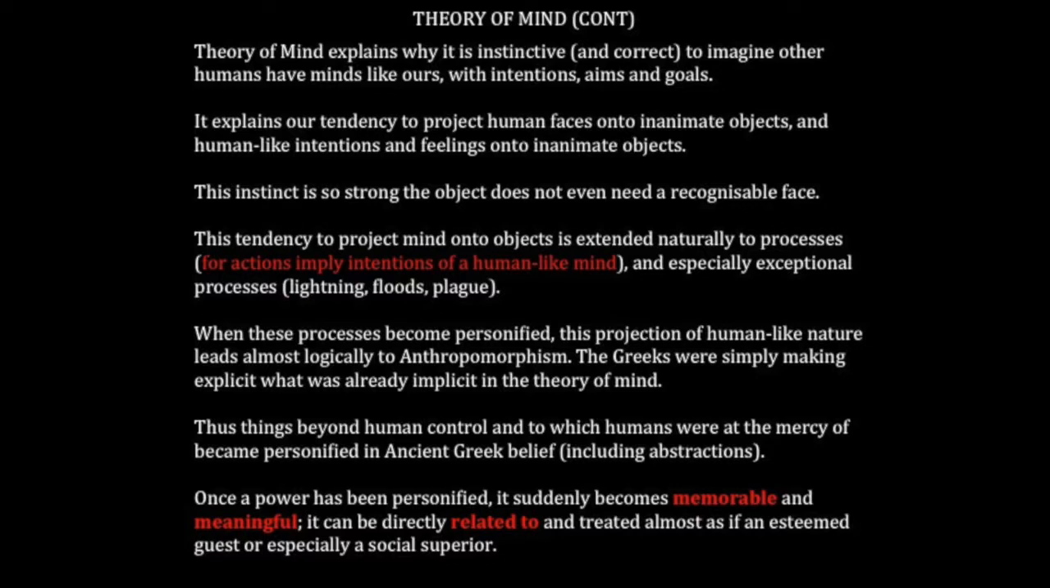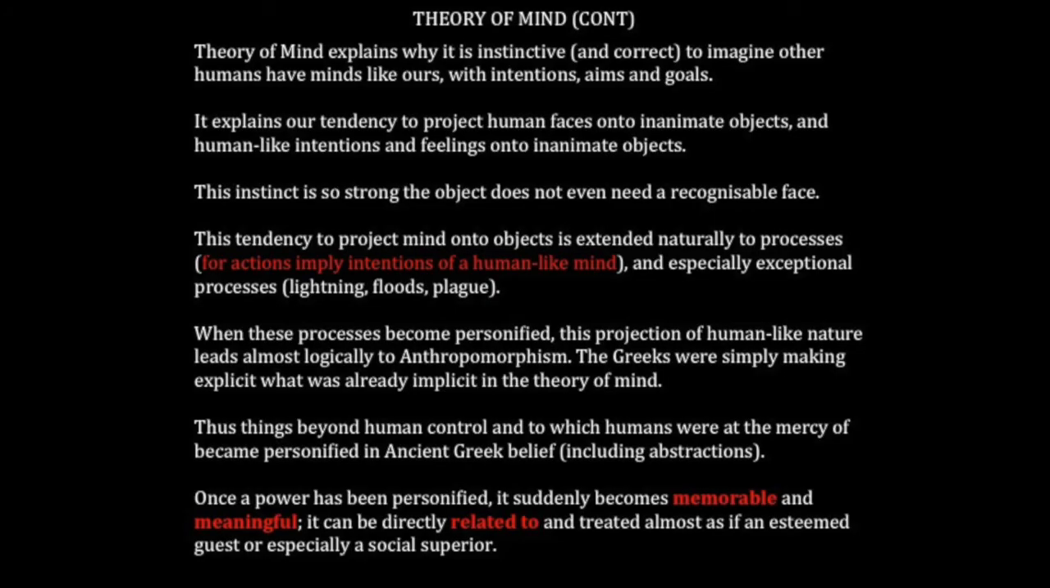Theory of mind explains why it's instinctive and correct to imagine other humans have minds like ours, with intentions, aims and goals. Okay, just as we were projecting humanity onto the bollard, the object in question does not even need really a recognisable face, just a suggestion of sort of humanity. And one step beyond projecting emotion onto a bollard is that you then start seeing emotion and human thought in external processes.